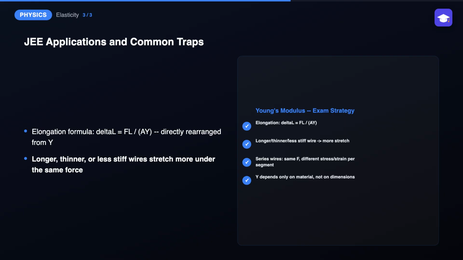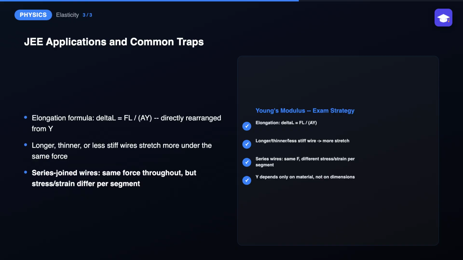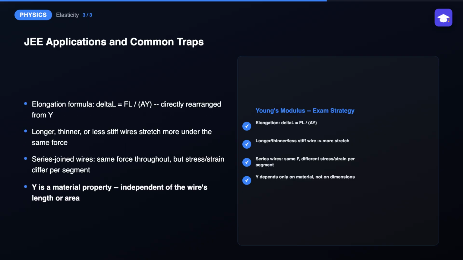A frequently tested trap involves two wires of the exact same material joined end to end, or connected in series, under the same load. The stress and the strain in each individual segment must actually be calculated separately if the wires have different cross-sectional areas. Only the applied force stays genuinely identical throughout a series combination.